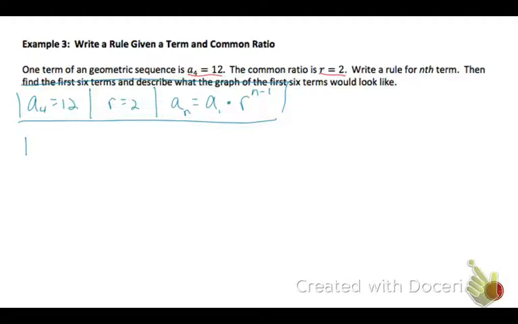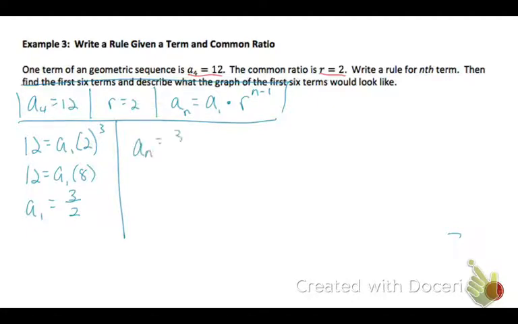So using that formula, a sub n, we're going to plug in 12. And then we don't know our first term, so that's a sub 1. We know our ratio is 2. And then since we're working with the fourth term, we do 4 minus 1, which is 3. Now we'll just solve for a sub 1. So we'll divide by 8, and a sub 1 is 3/2. All right, now we can write our rule because we know the first term and we know our common ratio. So our rule is a sub n equals 3/2 times a ratio of 2 raised to the n minus 1.